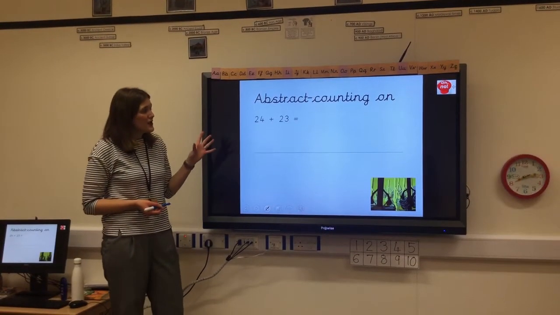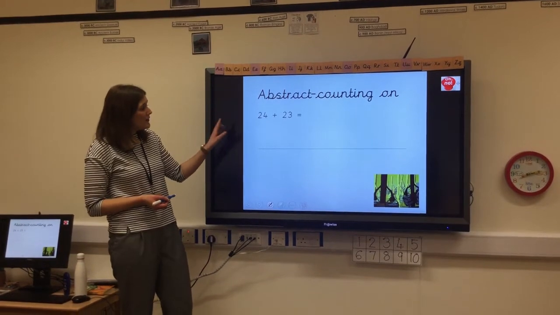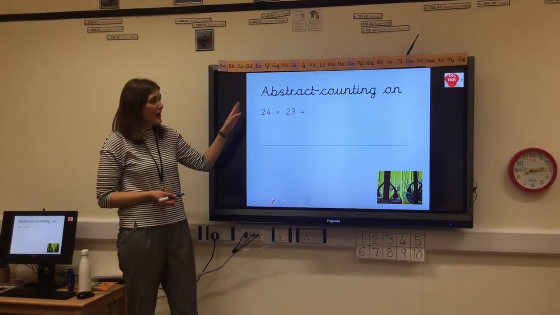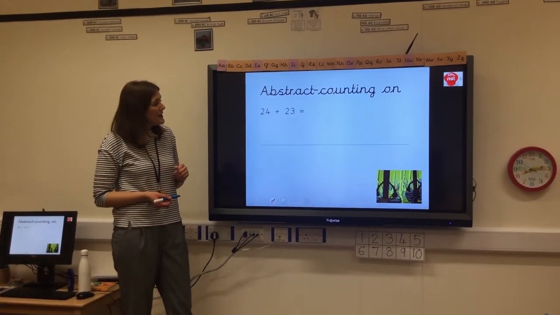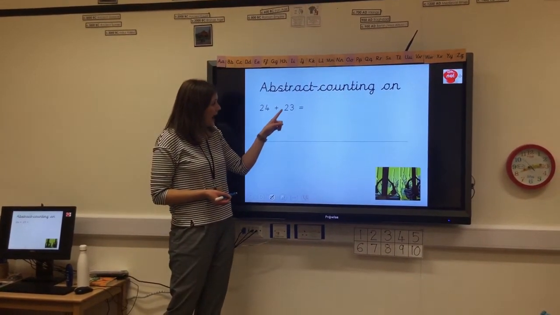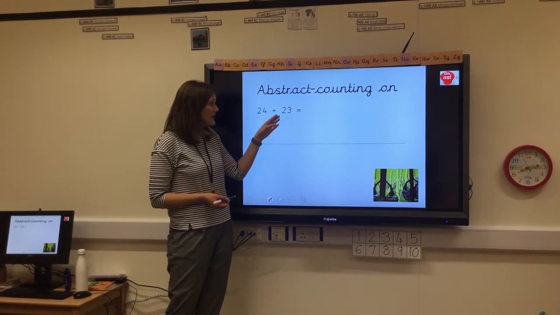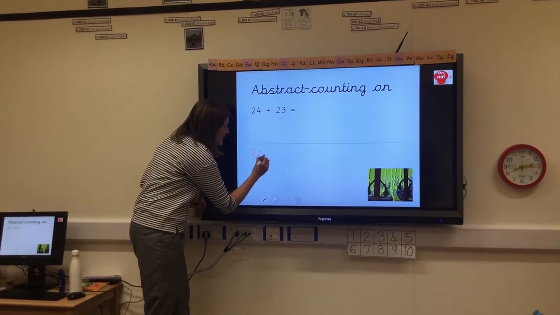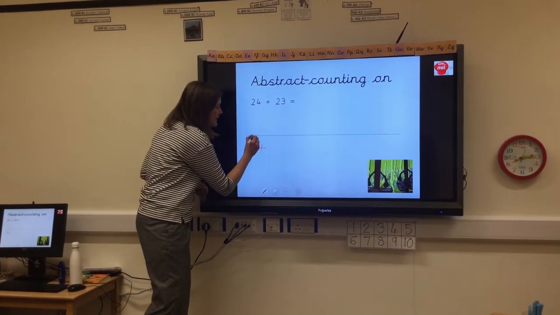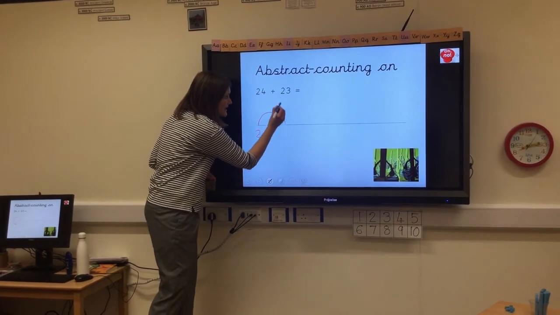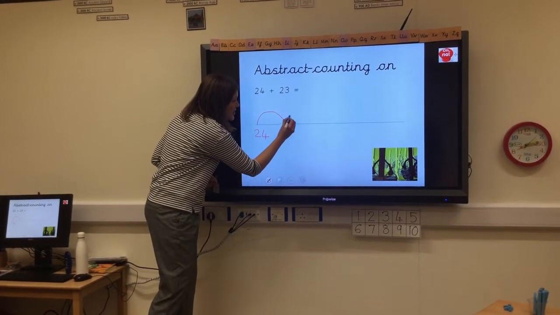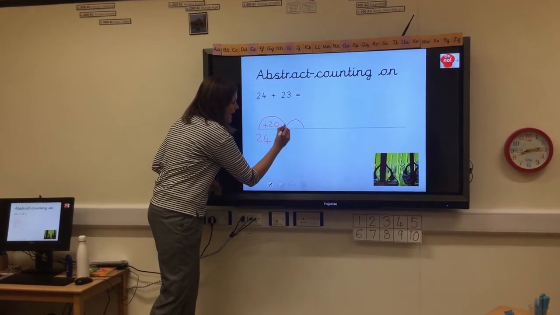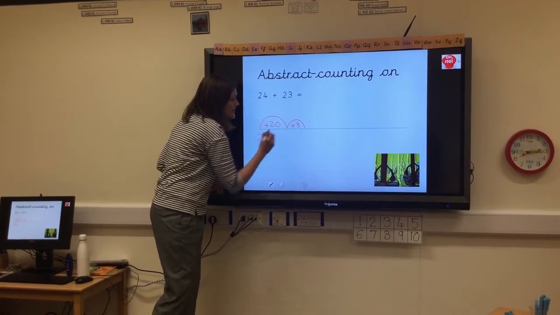And the final thing we're going to do, hopefully towards the end of the week, is to solve the same calculation that we've had, 24 and 23, in an abstract way by counting on again. But instead of making jumps of 10 and jumps of 1, we're going to group those 10s together and group those 1s together. So again, start with our largest number, which is 24. We're going to make a jump of 20, which is that digit there, and a jump of 3. So this is 20, and this is 3.